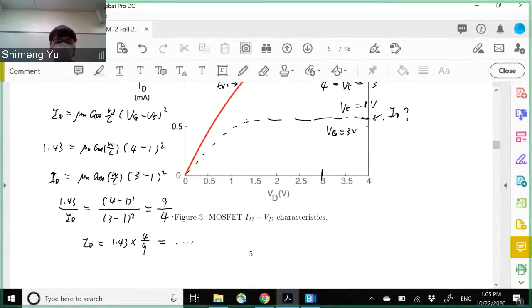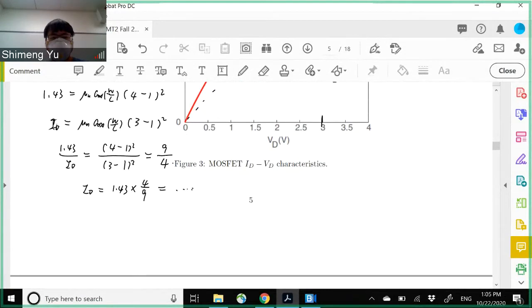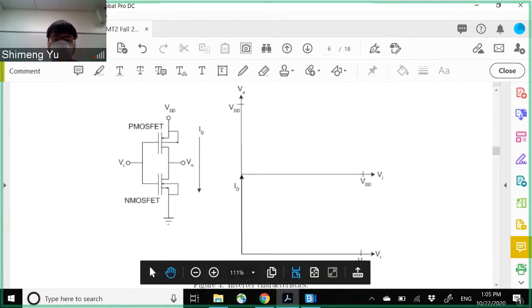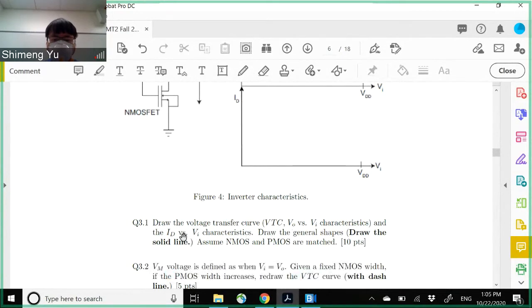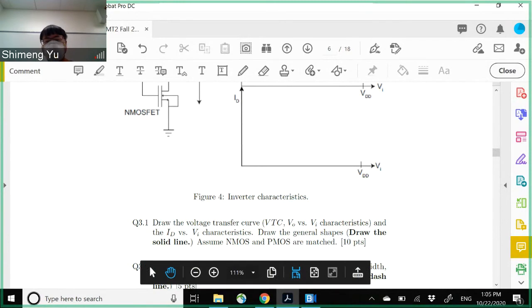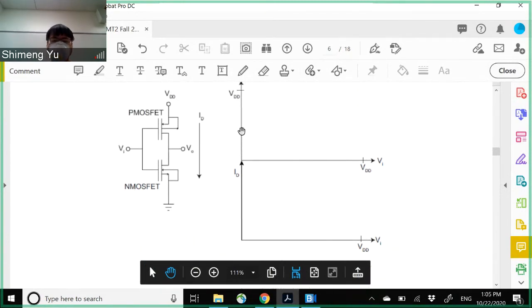And then let's move on to Q3, the inverter characteristics. So consider the CMOS inverter, like this one. The first is to draw the VTC, voltage transfer curve, and the current versus the input voltage. Draw the general shapes. Assume the NMOS and PMOS are matched. So here we have this template. We want to draw the VTC.